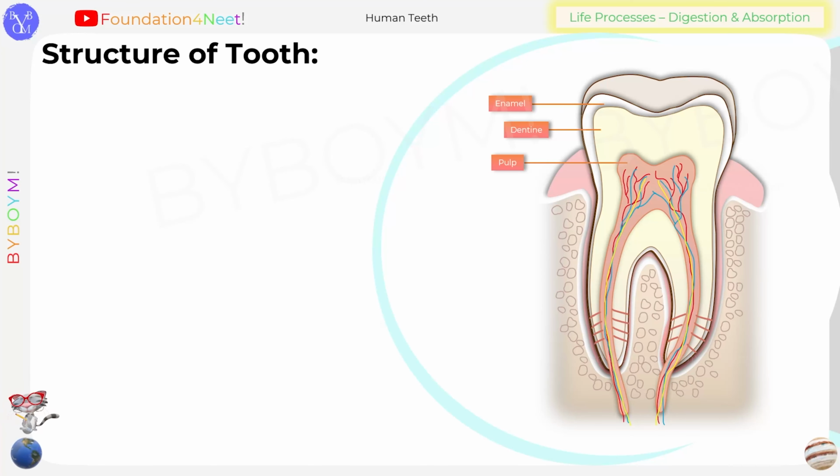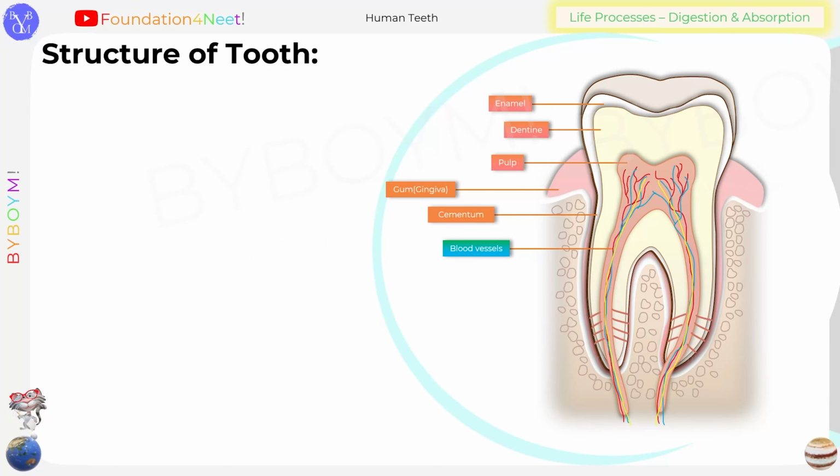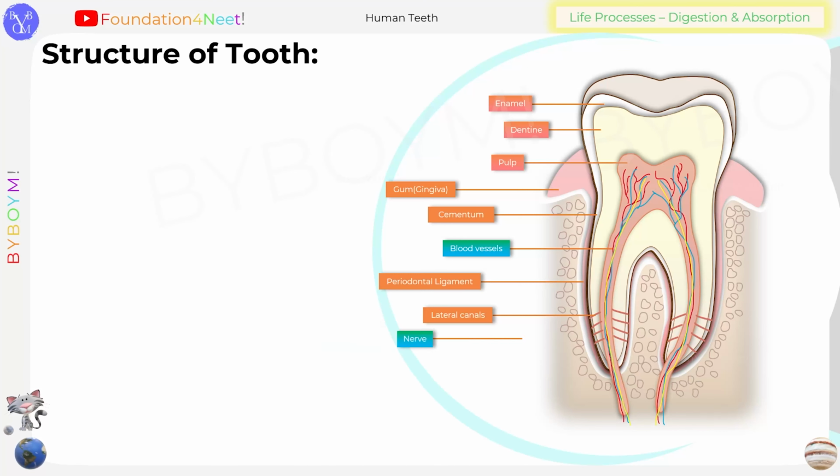The structure in which this tooth is embedded is your gum or gingiva. The substance that helps to bind your gum to the teeth is cementum. Now you remember that blood vessels are present in the pulp cavity. We have periodontal ligament surrounding the tooth, and we have lateral canals inside the tooth. Nerves are present that help to transmit information. The root canal is the portion of the tooth that is present in your pulp, and this is where you will remember that root canal treatment happens.